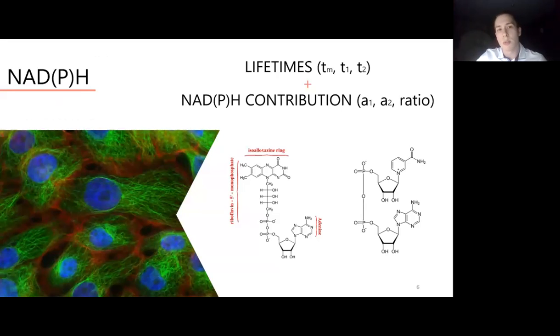One of them, and probably one of the most famous, is NADH or NADPH, nicotinamide adenine dinucleotide. By obtaining the info of these cofactor free and bound forms, lifetimes, and contribution in metabolism, we can get the info about the cell's metabolic status. We cannot say that this is glycolysis. It's a shift toward glycolysis or toward oxidative phosphorylation. Especially in comparison, it works really well.